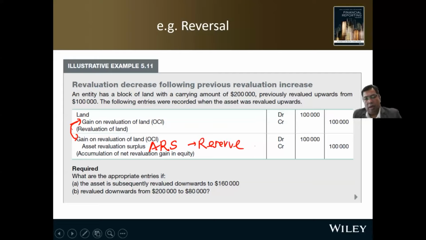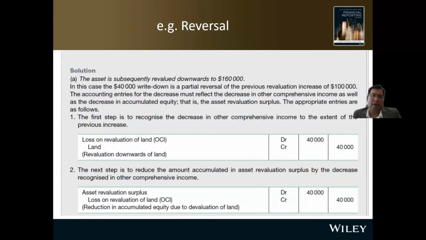Okay. So in this case, what are the appropriate entry if the asset subsequently revalued downward to 160,000. So from 200, it goes to 160. That's situation number one. Situation number two, what if from 200 revalued downward to 80, meaning fall below the original cost? So let us look at the example. For the first one, it's very easy.